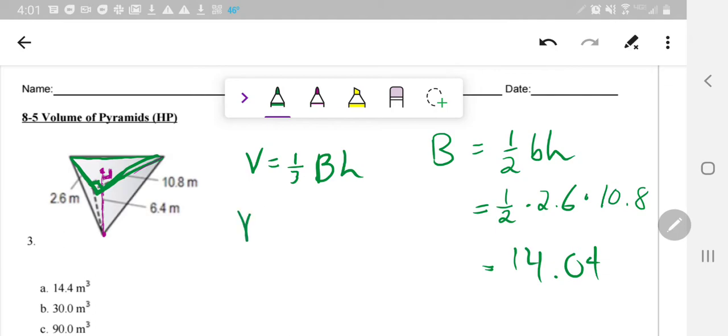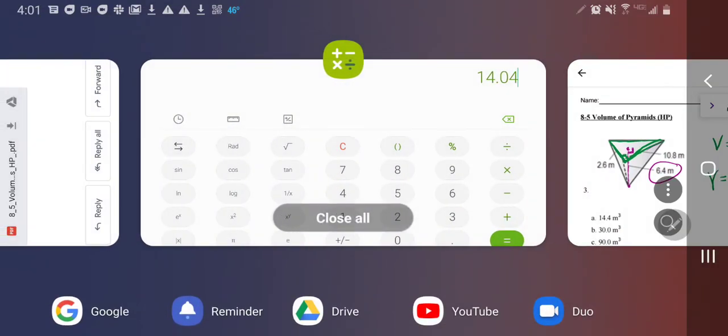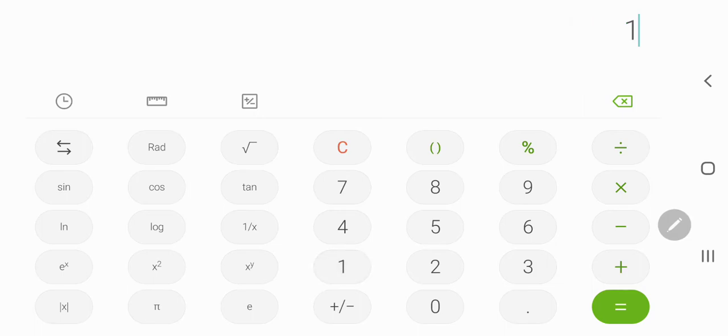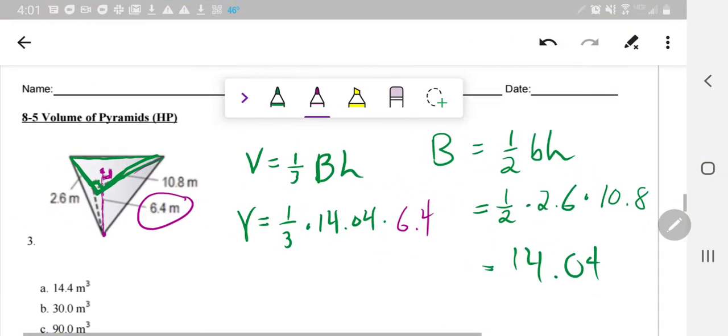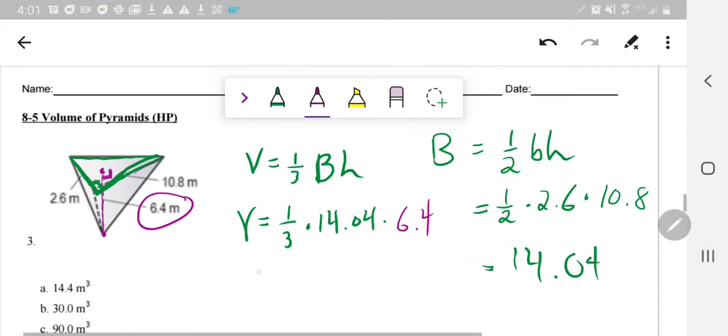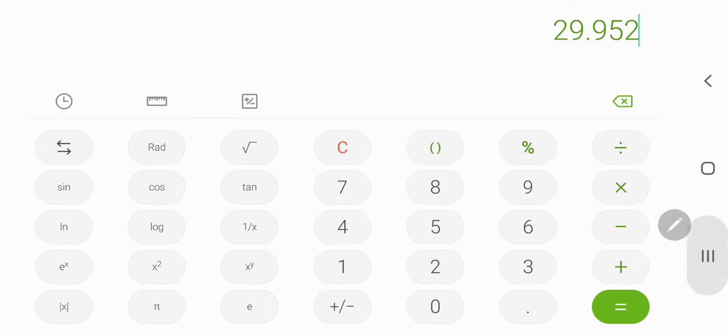So now we're ready to plug it into the formula. 1/3 times 14.04 times the height, and that's that purple line there, times 6.4. So we are going to do 1/3 times 14.04 times 6.4, which is 29.952.